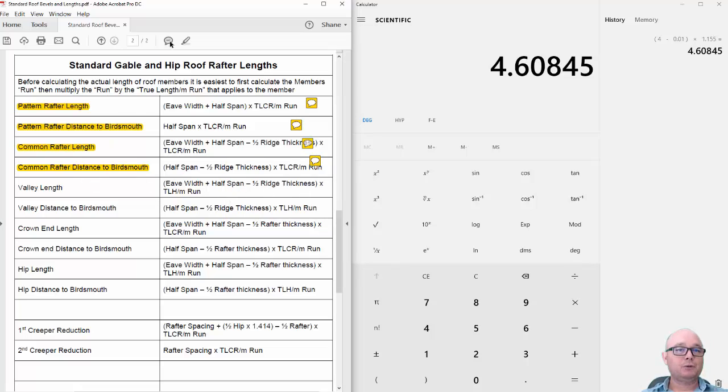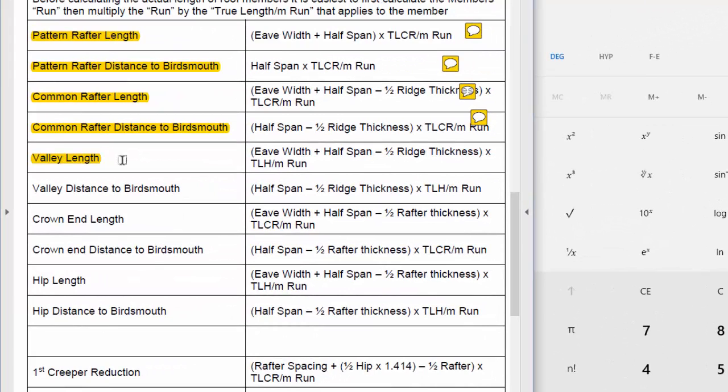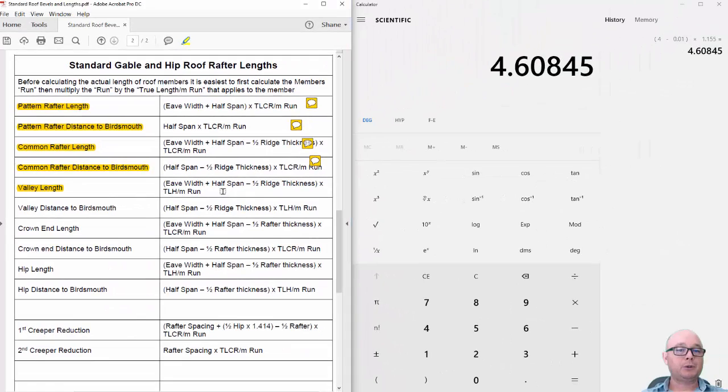So the next calculation is for valley length. The formula for valley length is eave width plus the half span minus half the ridge thickness, in brackets, times, this time, the true length of hip per metre run. So when you're calculating hips or valleys, you'll multiply by the true length of hip per metre run. We already know the eave width is 600 millimetres, the half span is 4 metres, and the half ridge thickness is 10 millimetres.